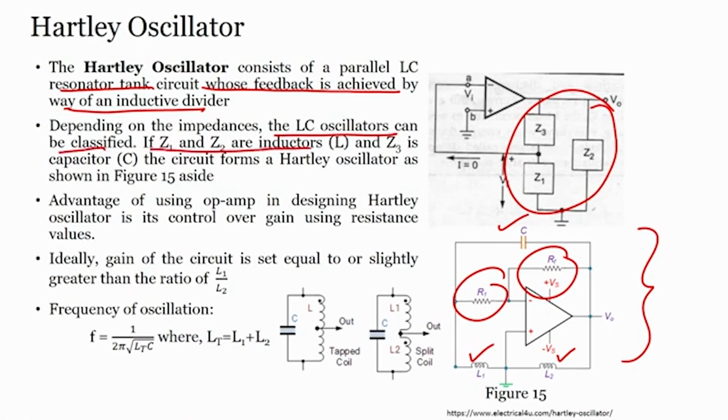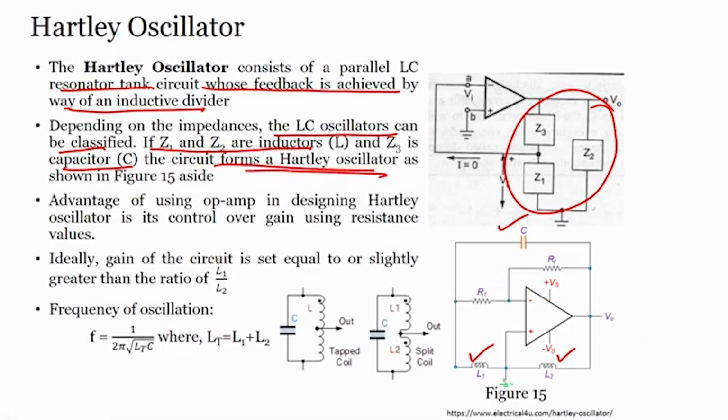If Z1 and Z2 are inductors and Z3 is a capacitor, the circuit forms a Hartley oscillator, which is shown here in figure number 15.